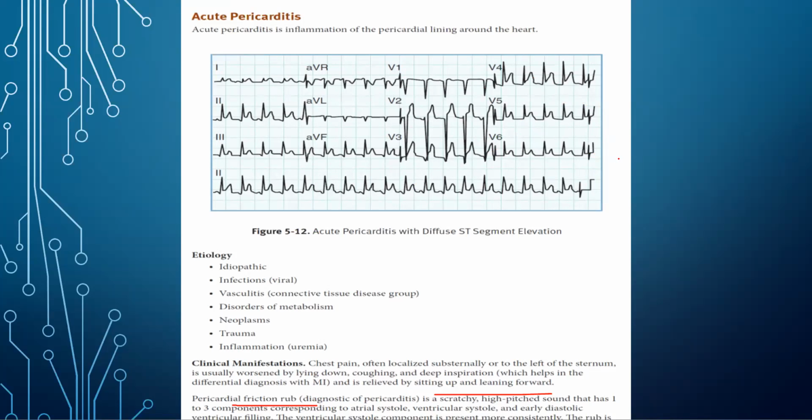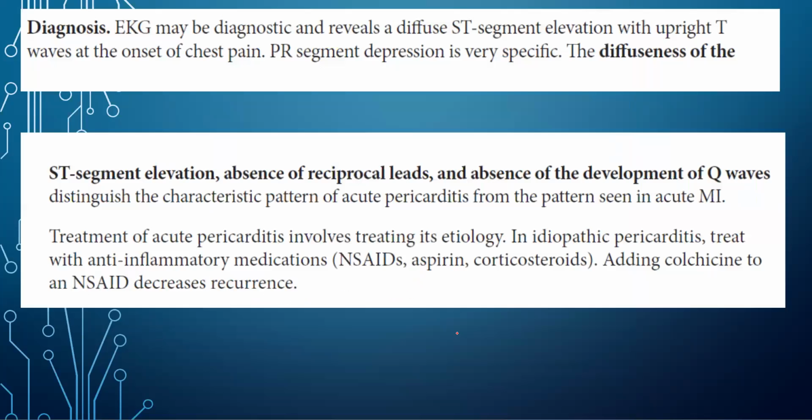In the ECG, you will get widespread ST elevation. We will discuss this in the ECG class. Most commonly, you will get in the exam that the patient had a recent viral flu-like illness. Other than that, what can cause pericarditis? Sometimes an SLE patient can have it, which is a connective tissue disorder. With a metabolic disorder like renal failure, the patient can get uremic pericarditis. Sometimes some malignancy or inflammation can cause it.